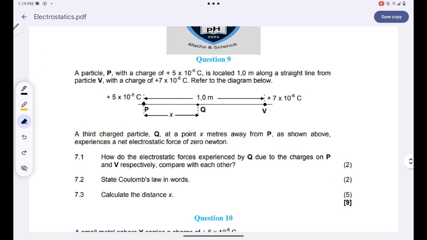Okay, a particle P with a charge of 5 microcoulombs is located 1 meter along a straight line from V, with charge 7 microcoulombs. Refer to the diagram below. So the distance between P and V is just 1 meter apart. Then we are told that a third charged particle Q at point X meters away from P, as shown above, experiences a net electrostatic force of 0 newtons.